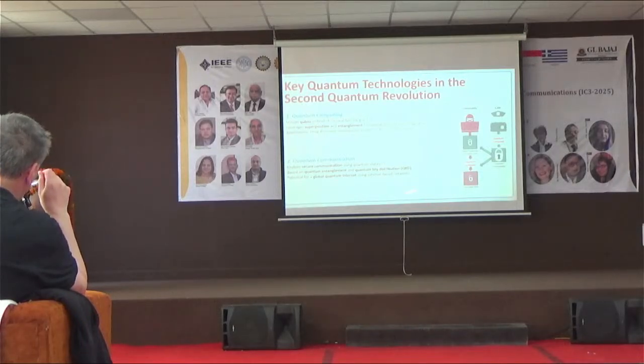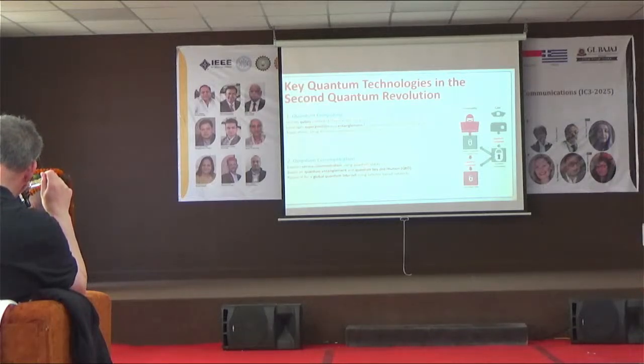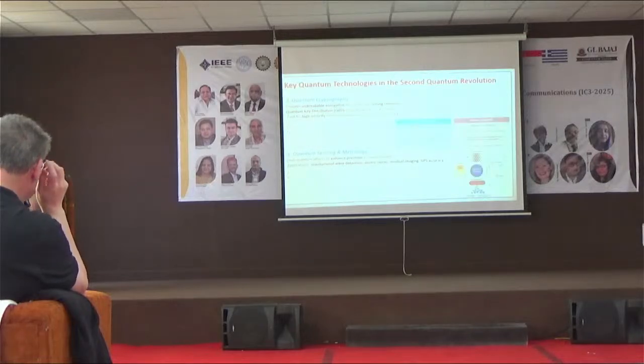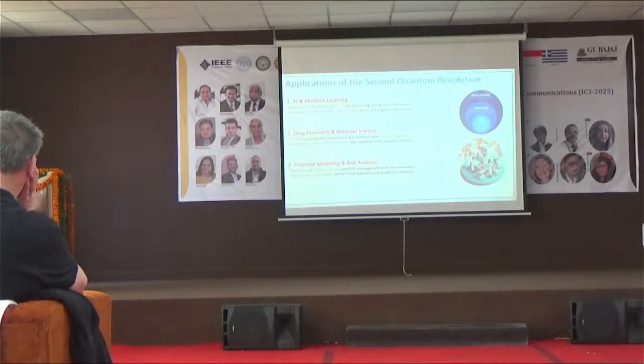And the second is quantum communication, which is based on the principle of quantum entanglement. Next is quantum cryptography, that is the encoding of data, be it in DNA or any other form we can have. And the most advanced form is quantum sensing, which is being used in metrology. And the applications of the second quantum revolution are AI and machine learning, drug discovery, and financial modeling.